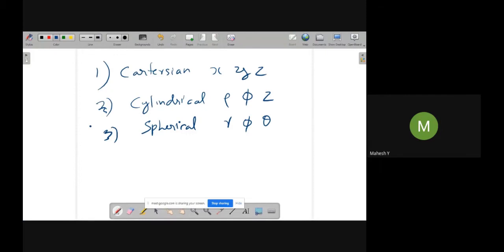So x, y, z; rho, phi, z; r, phi, theta. Now can we set the limits for the values for x, y, z? Can you tell me what the limits are? Limits means what is the minimum value it can take and what is the maximum value it can take. Can anybody text in or unmute and tell?